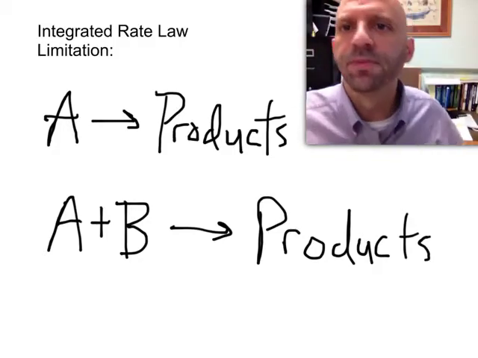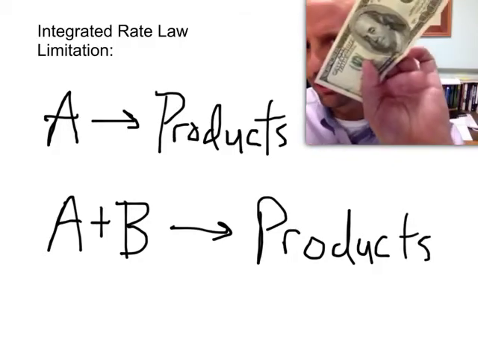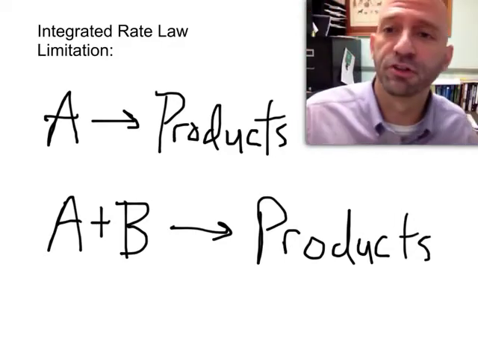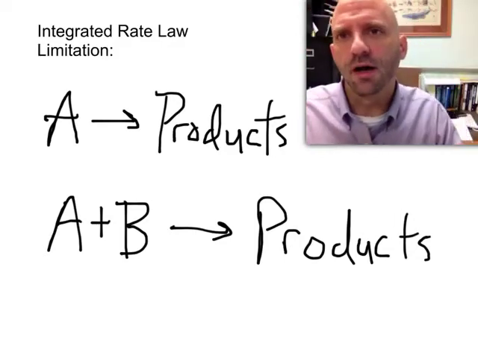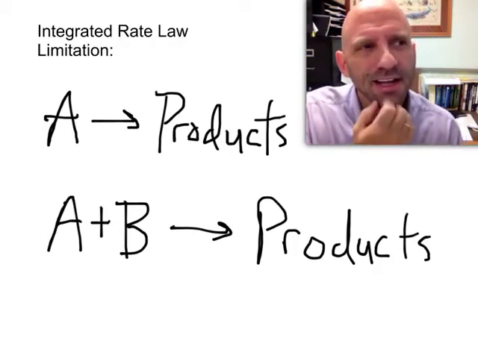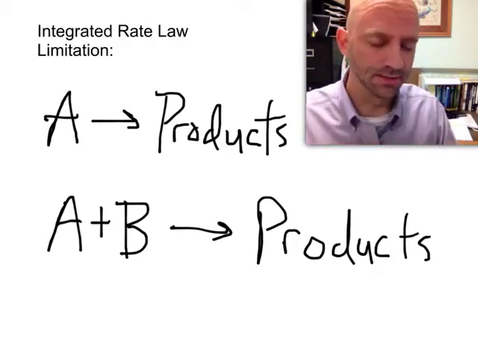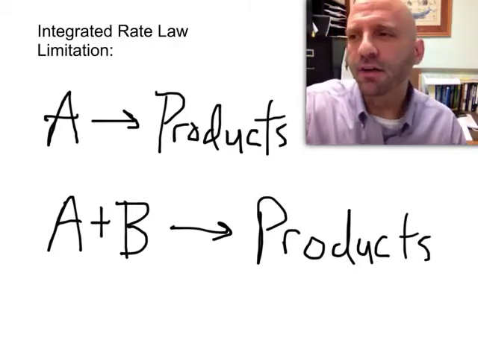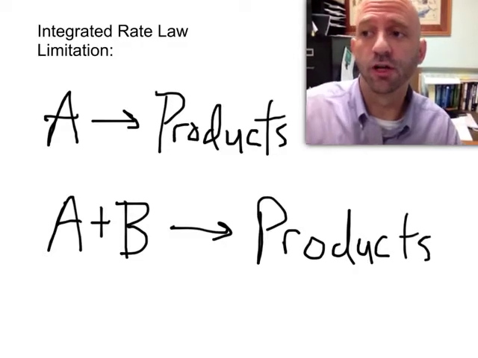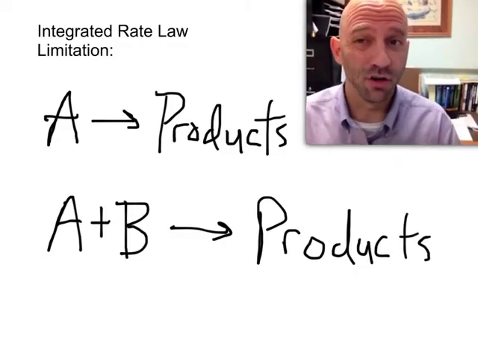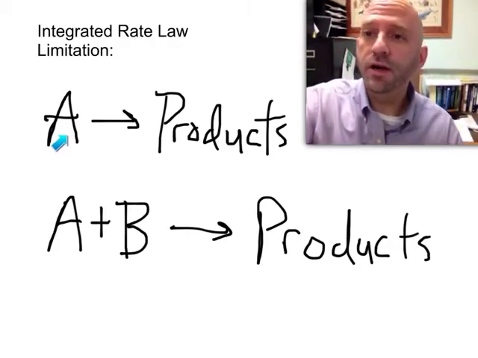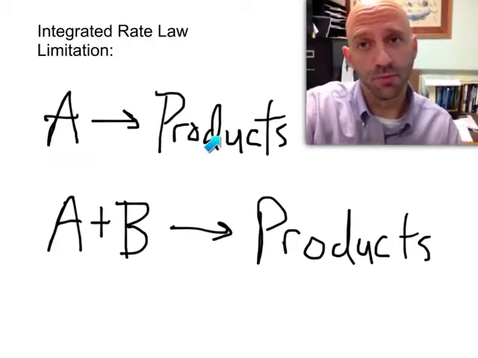Hey everybody. So I'm showing you a $100 bill for a very specific reason. I'm also going to show you a quarter for a very specific reason. We've been talking about the integrated rate laws, but we've been cheating a little bit. We've had a very specific limitation in all of the versions of the integrated rate laws we've looked at so far. Namely, we've only been talking about systems that have one reactant going on to form products.